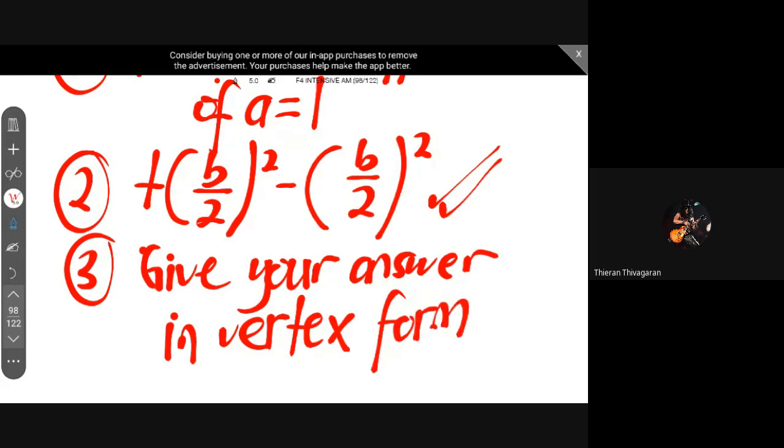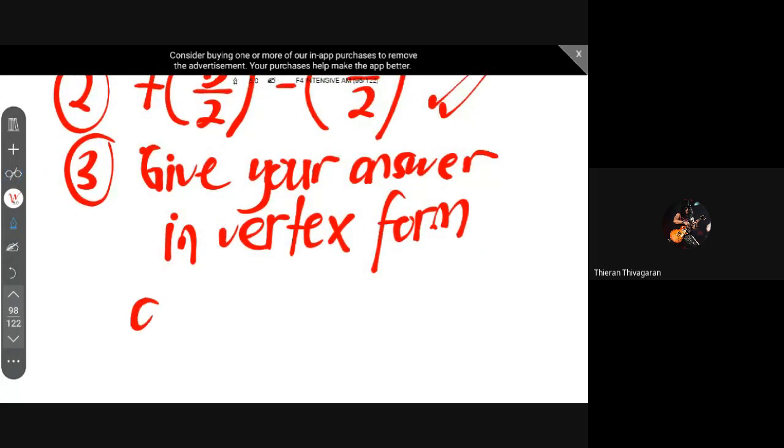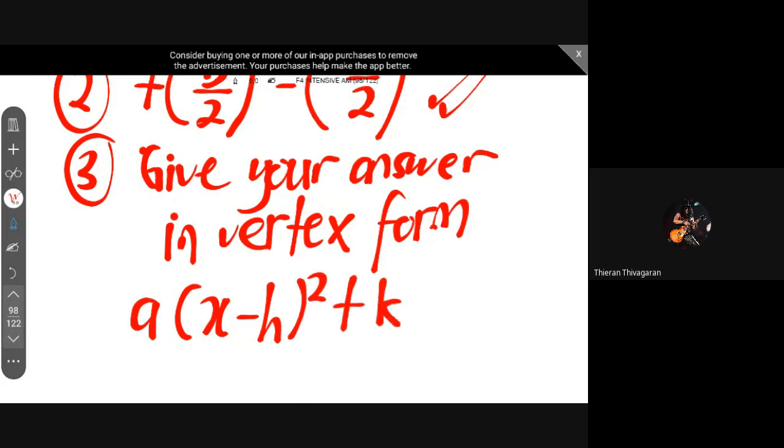Macam mana bentuk bagi persamaan vertex? Yes, betul Aiman Danish, correct. This is the general format for vertex. Kamu boleh guna mana-mana pemboleh ubah yang kamu nak. Any variable you use, you can use HK, PQ, semua sama sahaja.